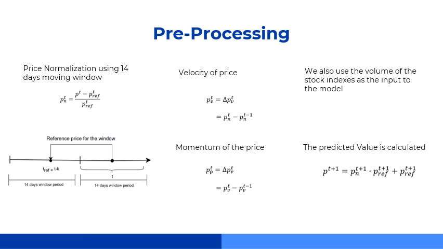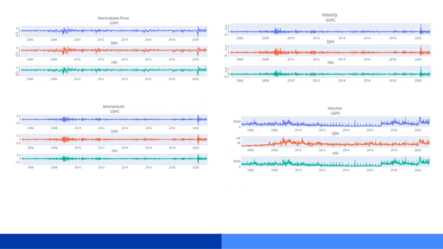For pre-processing, the first step is price normalization. We take a 14 days window period and take the closing price 14 days before. We then normalize the current price with it. The next is the velocity, which captures the change in the normalization value, and momentum, which captures the change in the velocity. As an input to the model, we also take the volume index of the stocks. The predicted value is calculated using the equation shown on the bottom right. This is how the signal looks after the pre-processing.